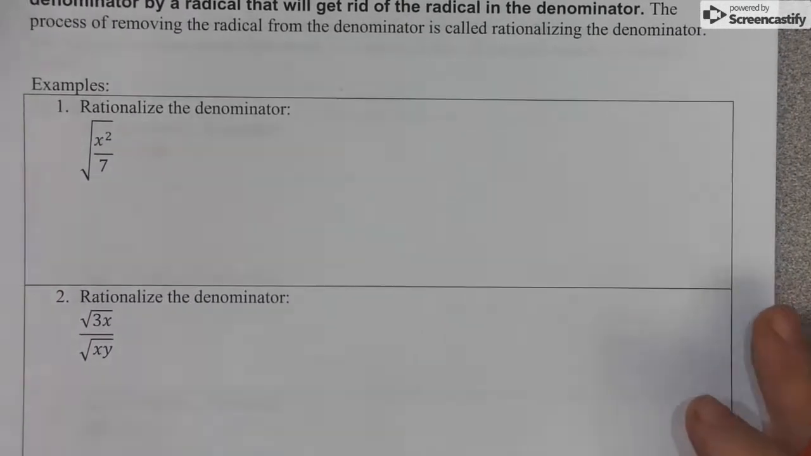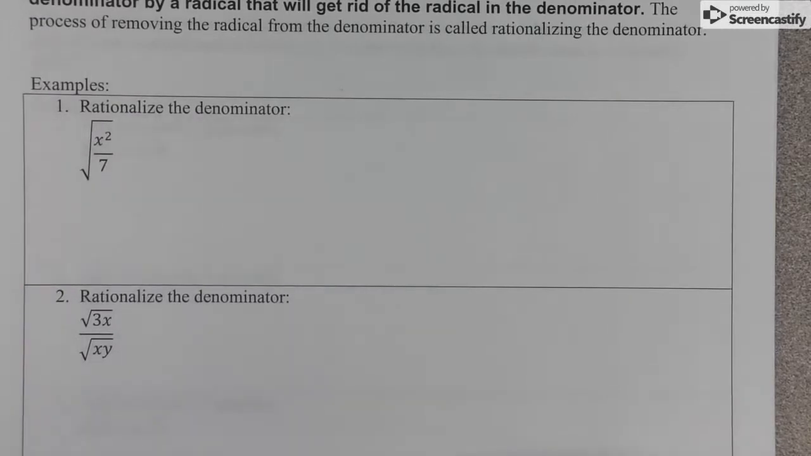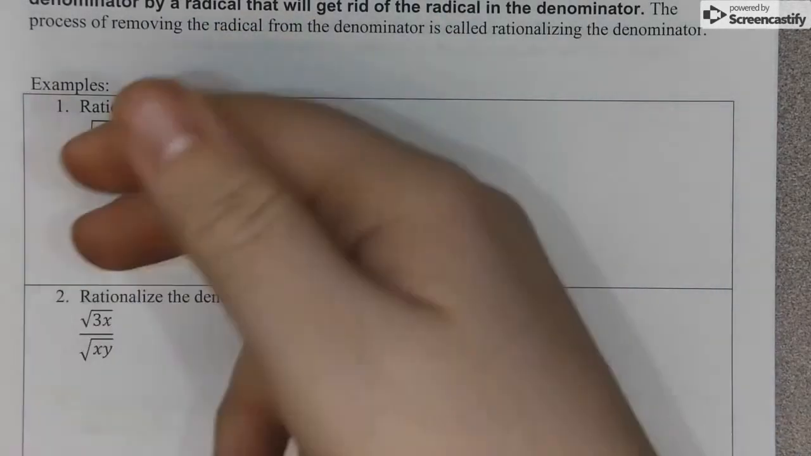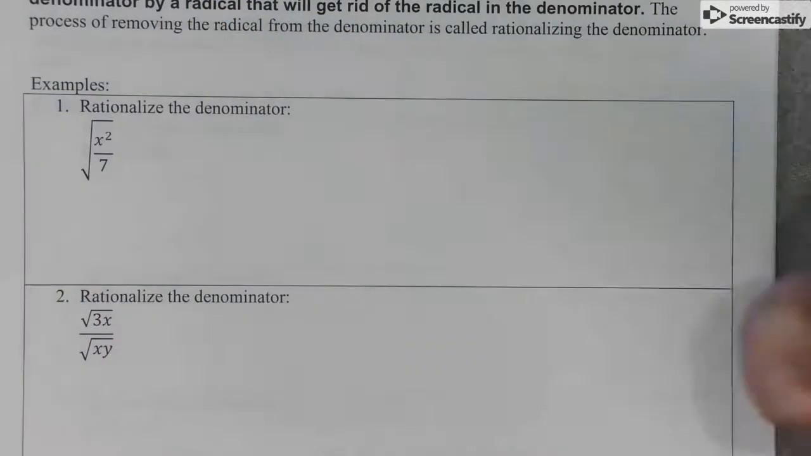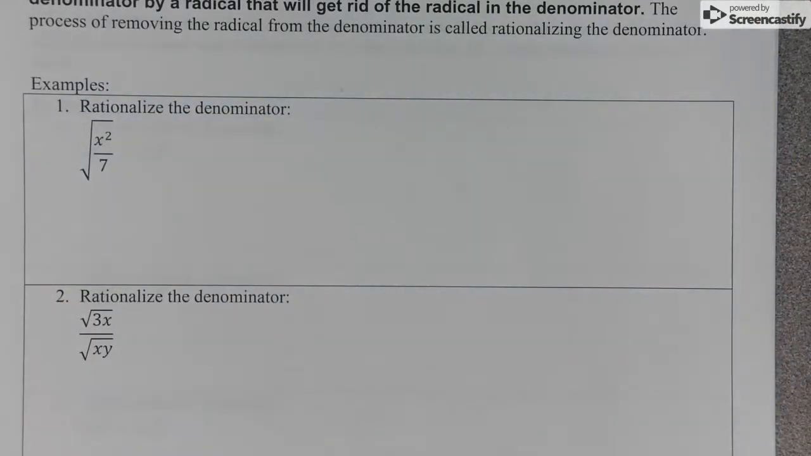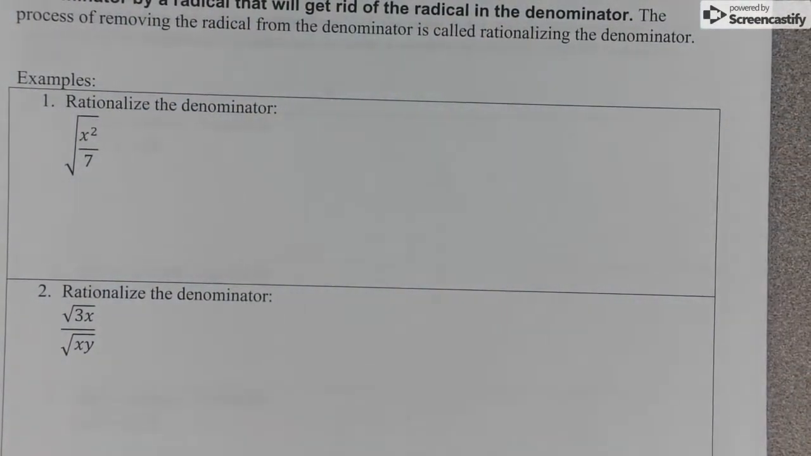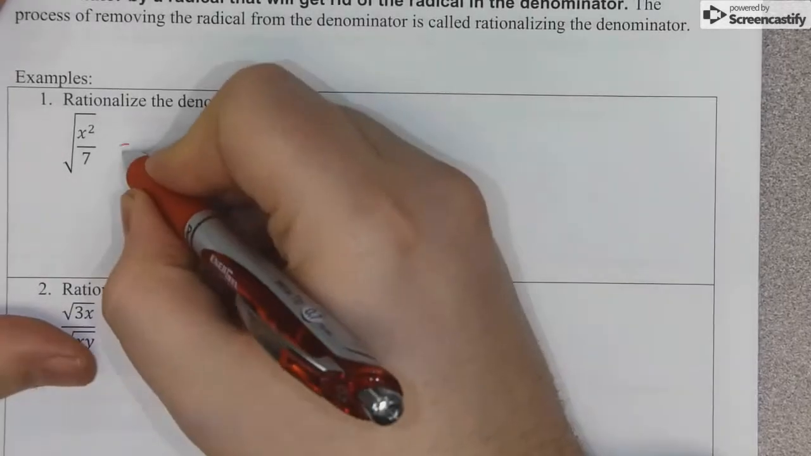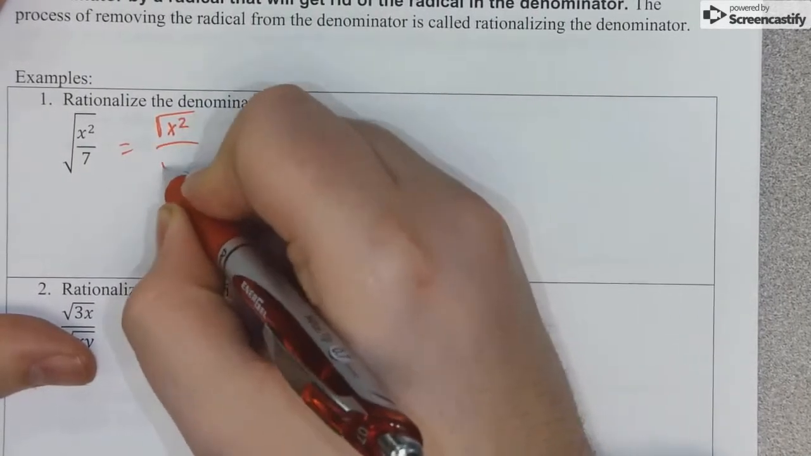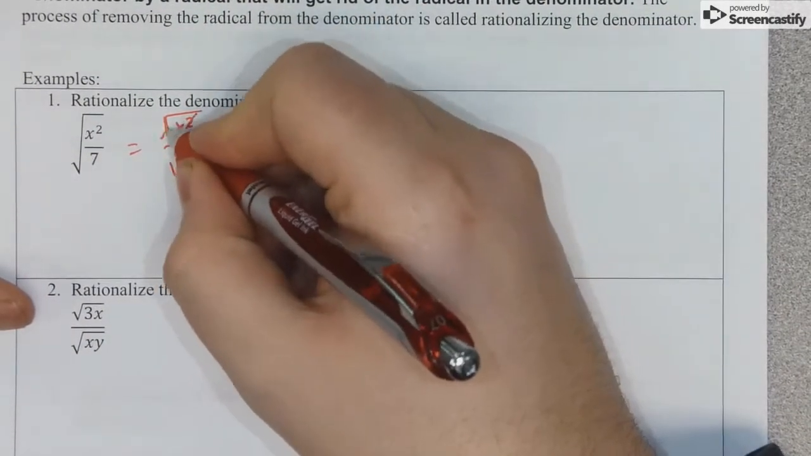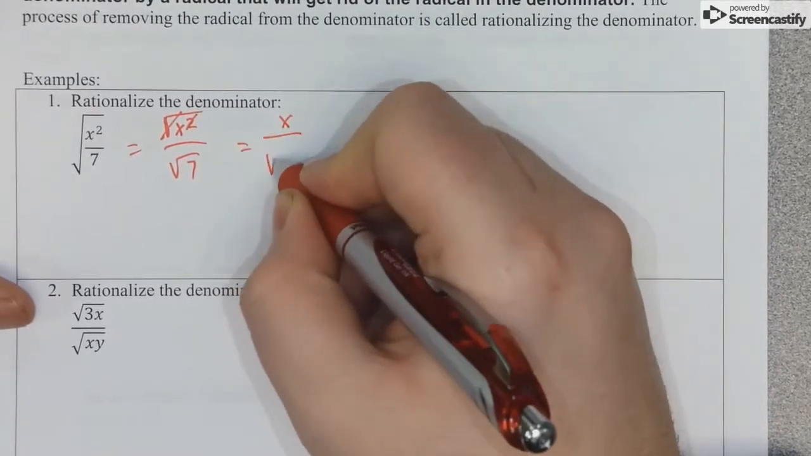So number one, they want you to rationalize that denominator. First thing you would do is see if you can simplify first. If you can't simplify within this fraction first, then you're going to need to work on rationalizing. If we can get rid of the denominator, that would be awesome. But in this case, I can't cancel anything off with the 7. So I'm left with a radical in the denominator. So this would be the square root of x squared over the square root of 7. So square root of x squared, the square and the square root would cancel. So this will be x over square root of 7.